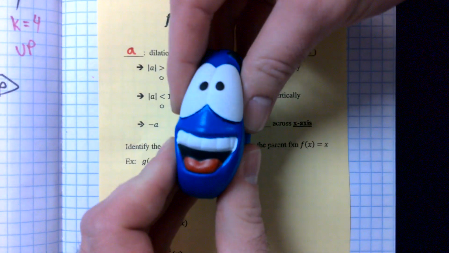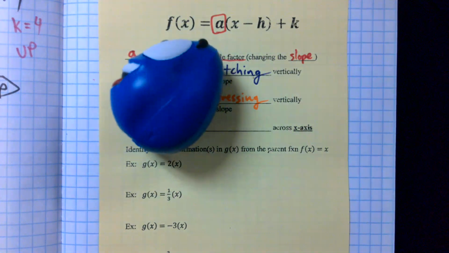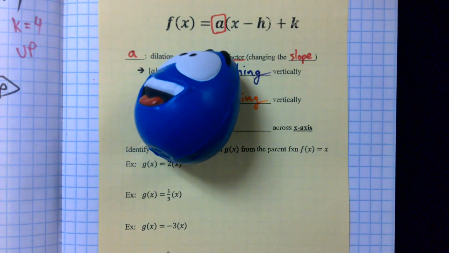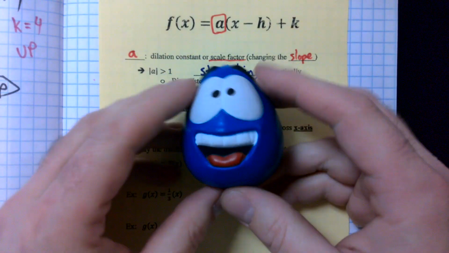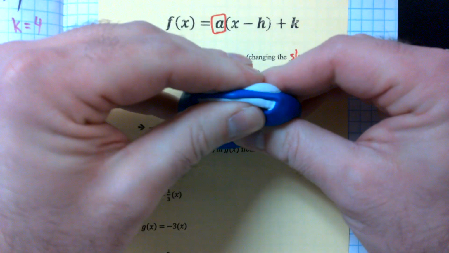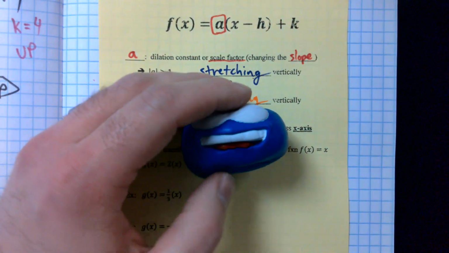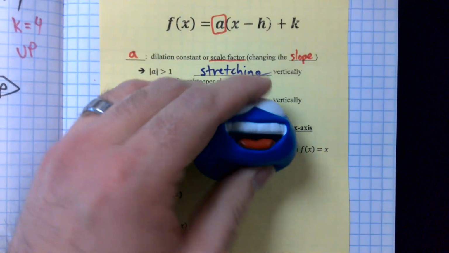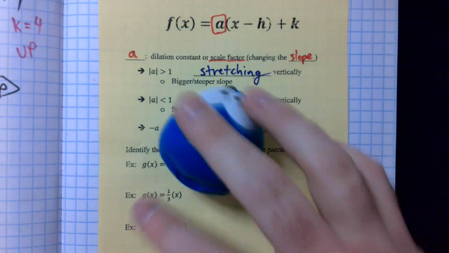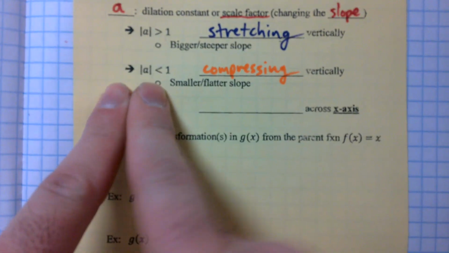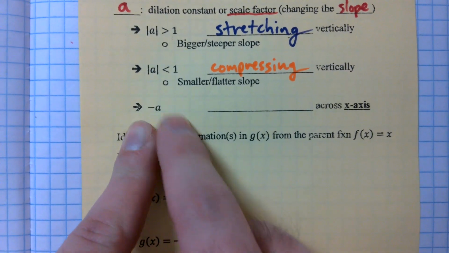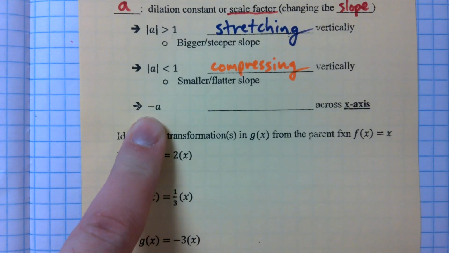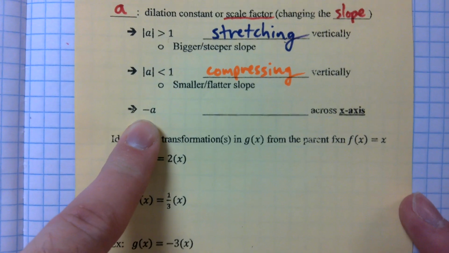So if I'm stretching, that means I'm taking my function and stretching it out. I'm making my slope steeper and steeper by stretching it. If I'm compressing it, that means I'm making my line flatter and flatter, which makes my slope smaller and smaller. Okay? Now, there's a reason why a is in absolute value, because negative a is a completely different thing. It's a different transformation entirely.